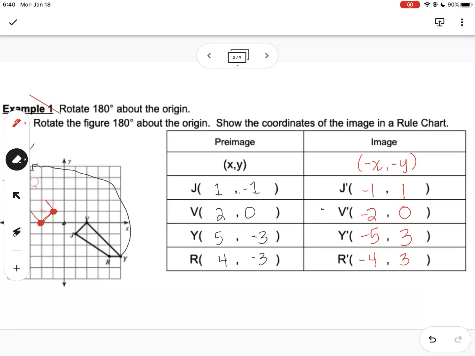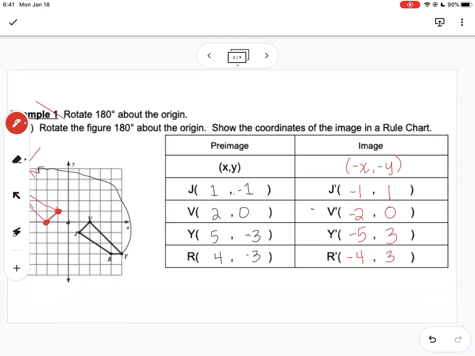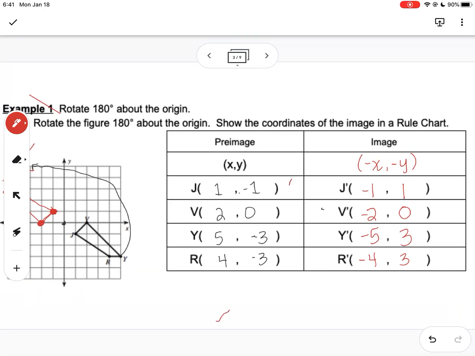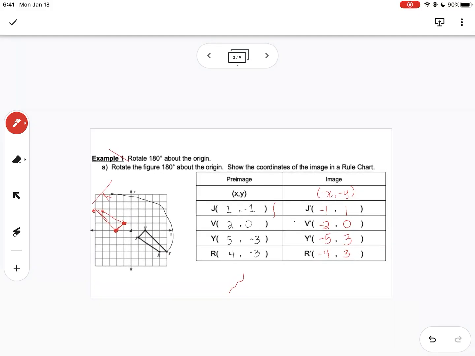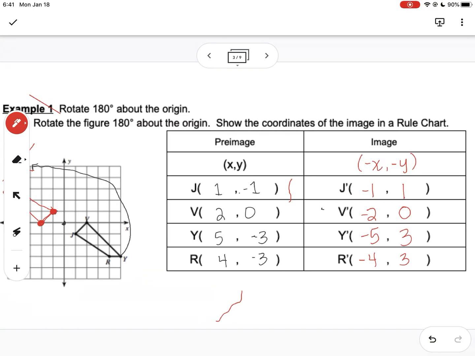So -4, 3 would be over here. There we go. I got it about right on estimating that one. And then this one, -5, 3. Pretty good for not being able to see behind there. This made a half turn around the origin to get those final points. So the rule for 180 degrees is the opposite of x, opposite of y.